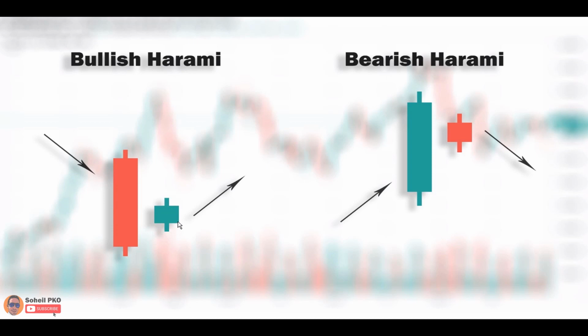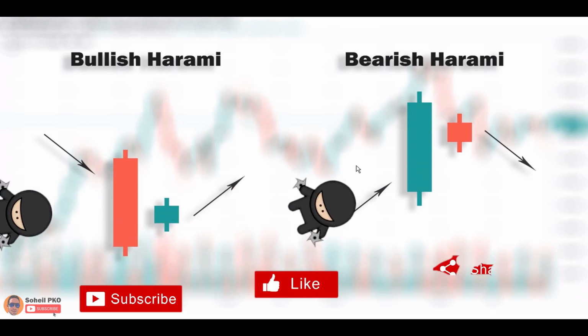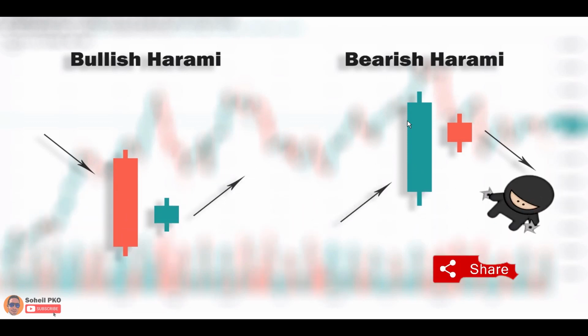The color of the second candle doesn't matter because it's small and there is not much activity between open and close. The smaller the second candle, the stronger the pattern, and if the second candle is a doji, it's the highest possibility of reversal for this pattern, and it is called bullish Harami cross. And bearish Harami is similar to the bullish Harami, but in the opposite direction.